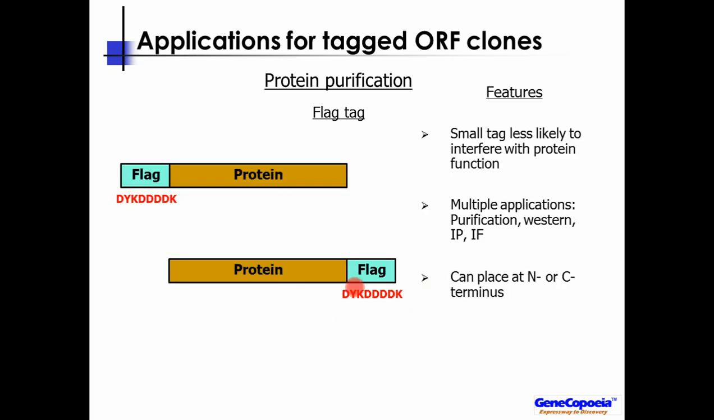Another great tag for protein purification is the FLAG tag. And FLAG is an 8 amino acid tag that is put at either the N or the C terminus. And the nice thing about the FLAG tag is it's a small tag that's less likely to interfere with protein function. And it's great for multiple applications such as protein purification, Western, immunoprecipitation, immunofluorescence, and again it can be placed at either the N or the C terminus.